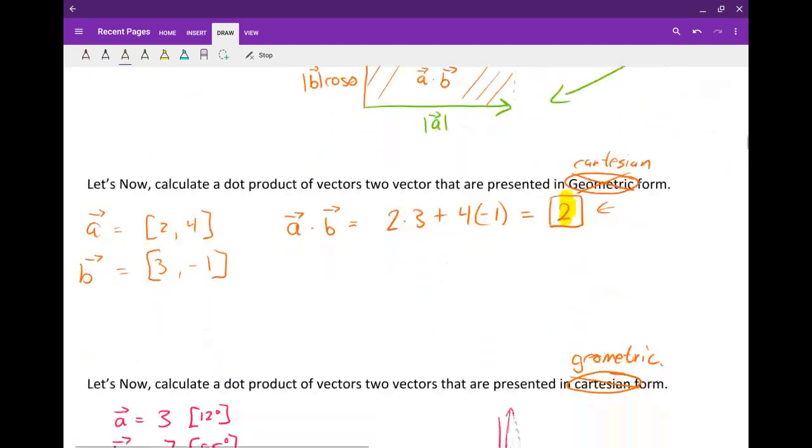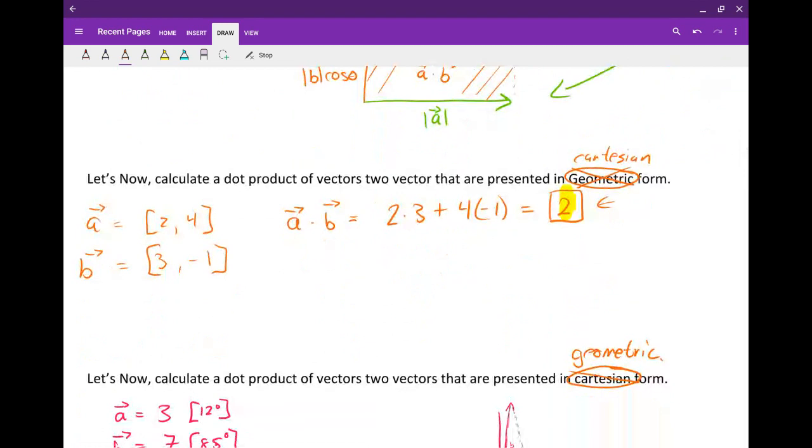All right. So we're going to calculate the dot product of two vectors that are presented in Cartesian form. I actually did this incorrectly. I started with some Cartesian vectors, so change this geometric to Cartesian. So let's calculate the dot product of two vectors presented in Cartesian form.